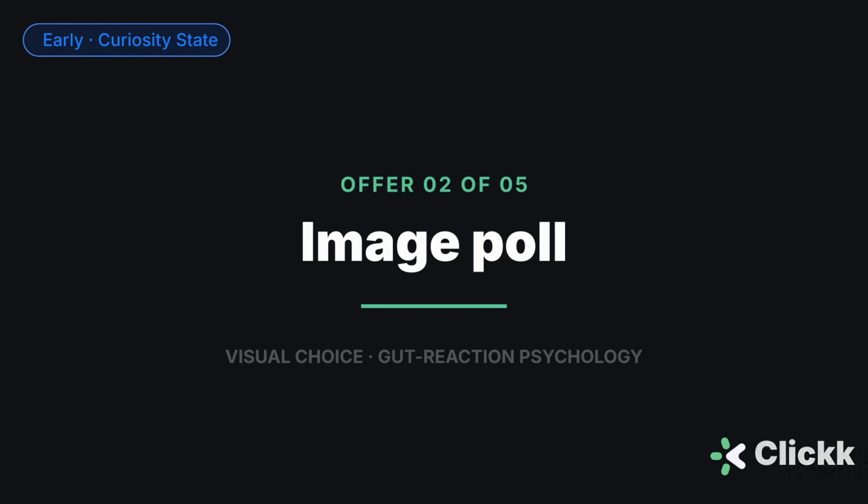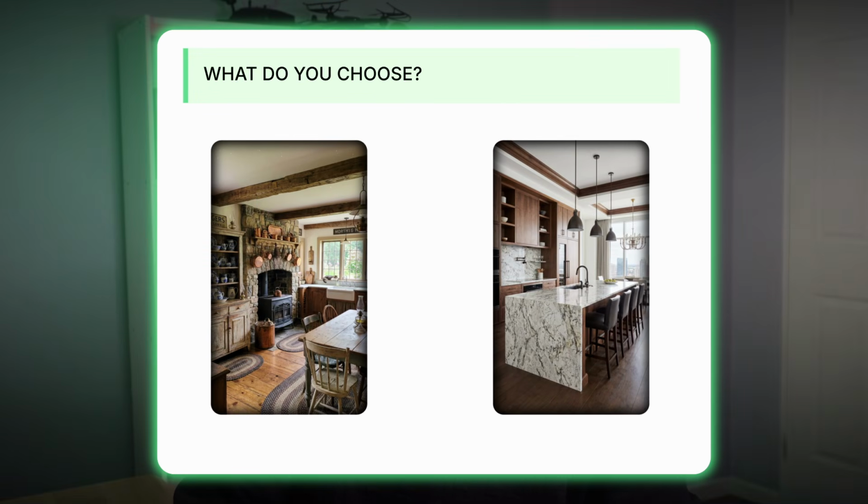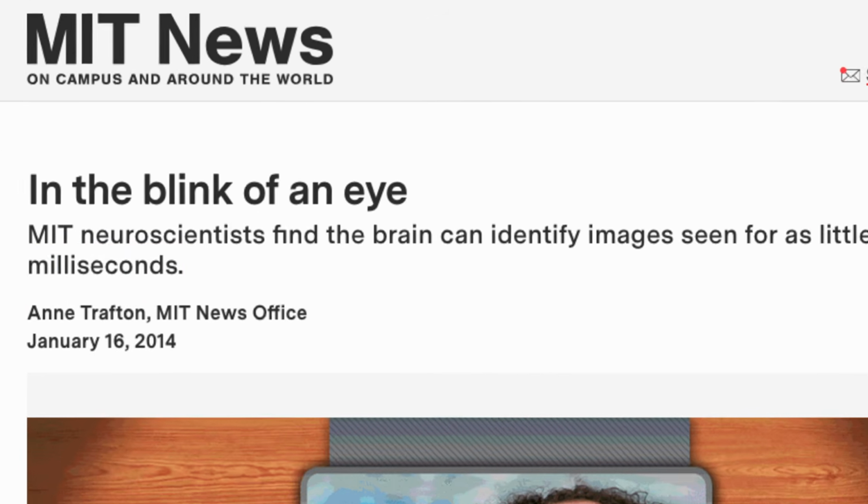The second offer type is the image poll. Same mechanics as the conversational poll, but the answer options are images instead of text. Here's the thing about images. Research from MIT shows the brain can process an image in as little as 13 milliseconds. That is faster than a blink of an eye.